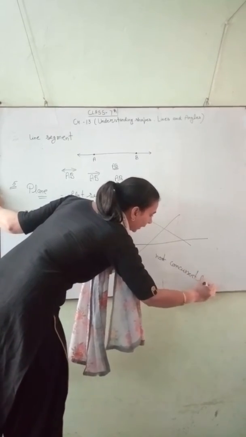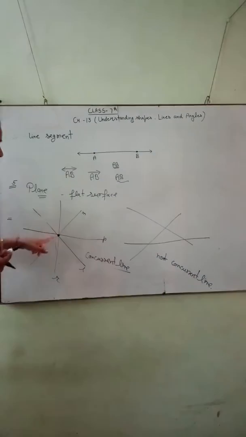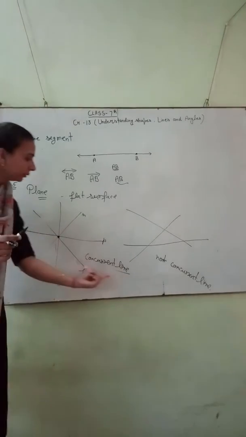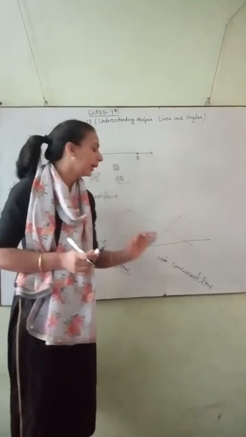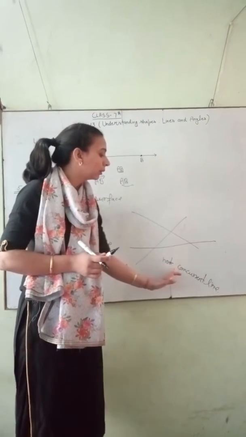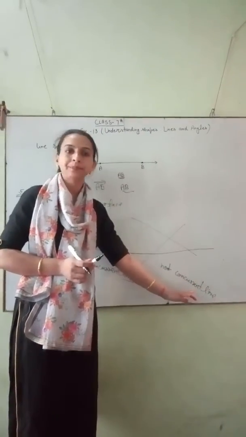Clear, student? If 3 or more lines pass through a single point, then these lines are concurrent lines. If 3 or more lines do not pass through a single point, then these lines are called non-concurrent lines. Clear?